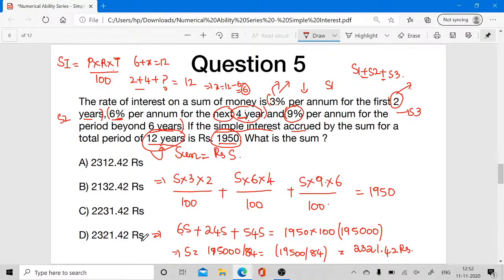Which is present in which option? 2321.42 rupees is present in which option? It is present in option D, right? So D is the right answer for this question, right?